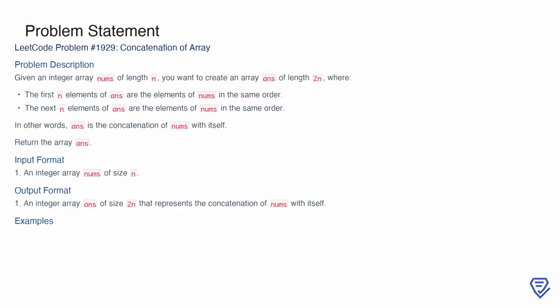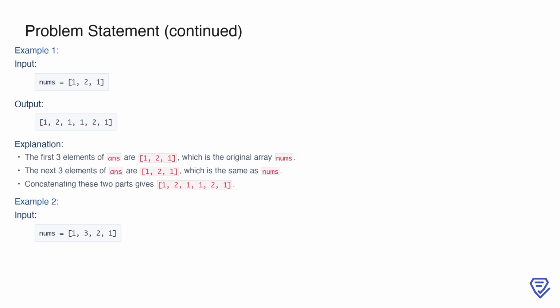For the input, you will be provided with an integer array nums, and for the output, you need to return the resulting concatenated array ans. Let's look at an example to understand this better. Suppose the input array nums is [1, 2, 1]. The output array ans should then be [1, 2, 1, 1, 2, 1]. Here's why: the first three elements in ans are simply the original array nums, which is [1, 2, 1]. The next three elements are also identical to nums, again [1, 2, 1]. When you concatenate these two parts together, you get the final array [1, 2, 1, 1, 2, 1].